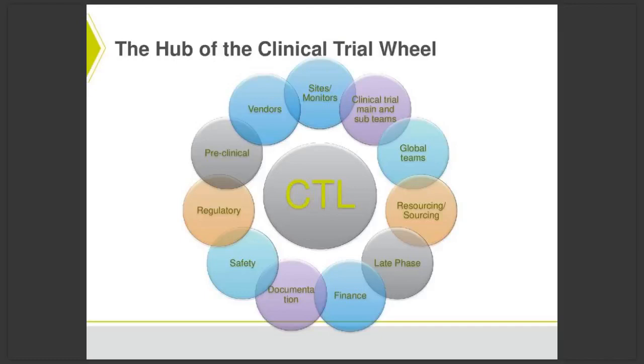And then obviously your team members can be across the entire globe. You're looking into your resourcing, whether or not something will move into the late phase, the documentation, your interactions with the regulatory people, and preclinical and safety as well. It's interesting. Preclinical is still going to be involved at the early phase because you're still running the long-term animal studies to confirm some of the toxicities you're seeing, and that goes into the investigator brochures.